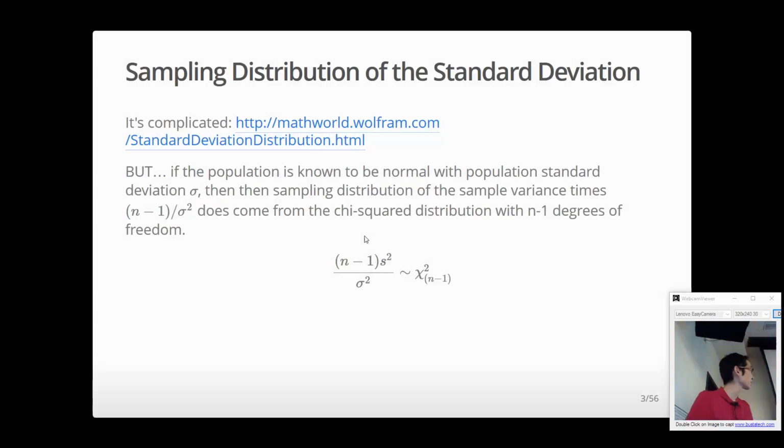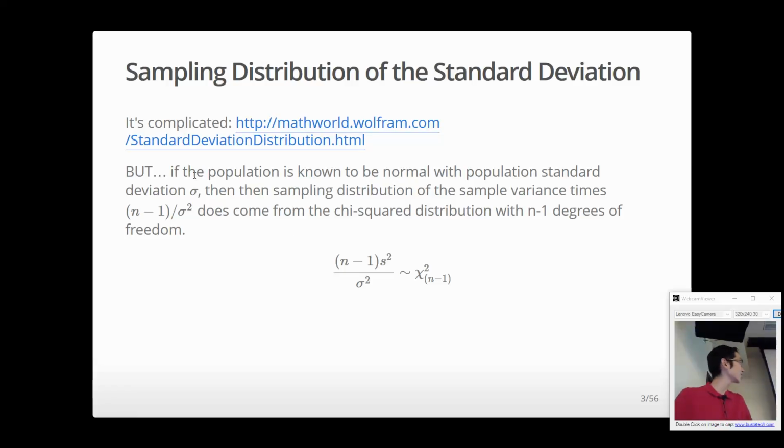There was a question about the sampling distribution of the standard deviation, because I said only the mean follows the normal distribution, okay? And so what about the sampling distribution of the standard deviation? Well, that is actually very complicated. You can click this link, and it's more complicated than you really wanted to know.